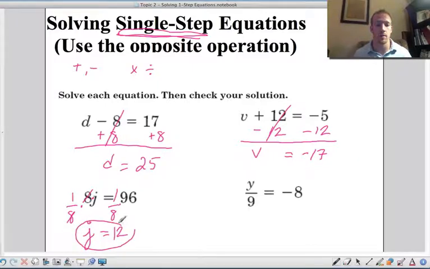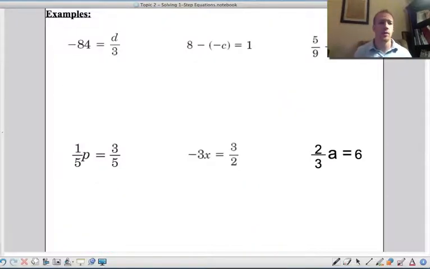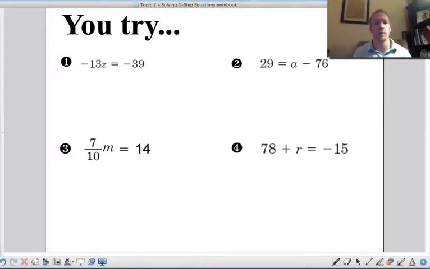There's our answer. And then here, y is being divided by 9. So what undoes division? What undivides? Multiplying. So 9 times on both sides. So that reduces and gives us just a y. Negative 8 times 9 is negative 72. All right, let's see a few more examples, and then you guys will have your U-Tries. There's only a few there, okay?